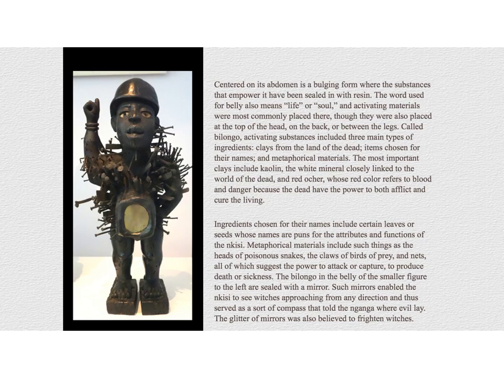Usually they contain things like clay from cemeteries to connect with the spirit worlds, or metaphorical materials, which I'll talk about. So ingredients are especially chosen for their name and for the power that they're supposed to present. Metaphorical materials could include things such as the heads of poisonous snakes, the claws of birds, nets, all of which suggest the power to attack or capture someone or produce some kind of hurt on someone else who has done something wrong.